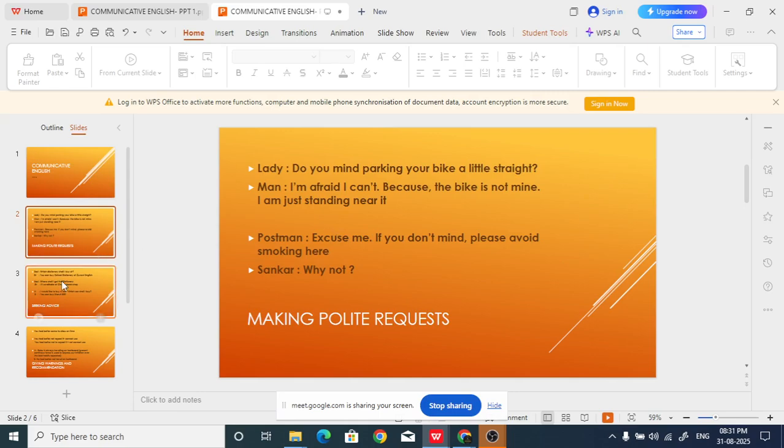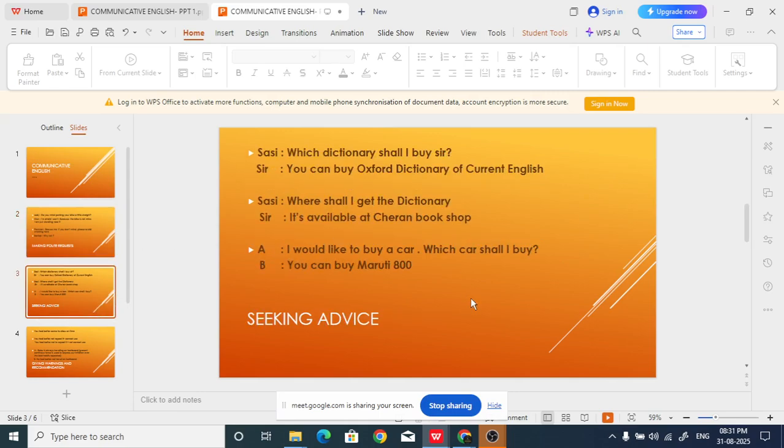Next slide, you can read. Sasi: Which dictionary shall I buy, sir? Sir: You can buy the Oxford Dictionary of Current English. Sasi: Where shall I get the dictionary? Sir: It's available at Charan Books Shop. A: I would like to buy a car. Which car shall I buy? B: You can buy Maruti 800. Okay. Next.